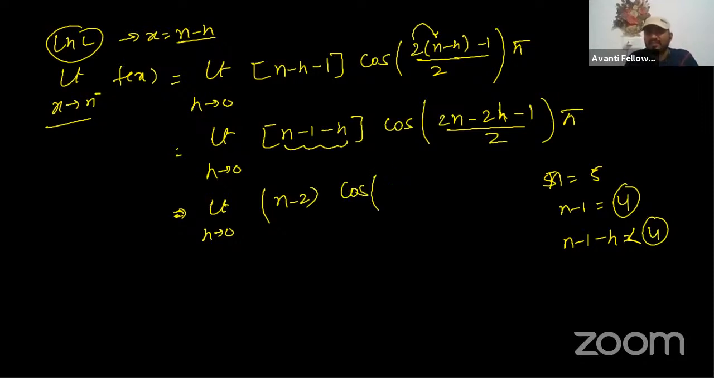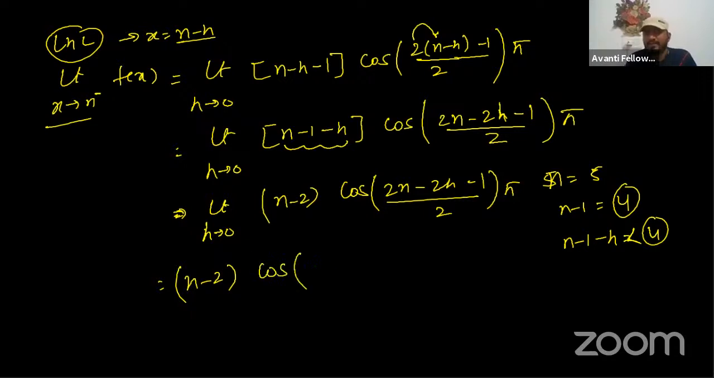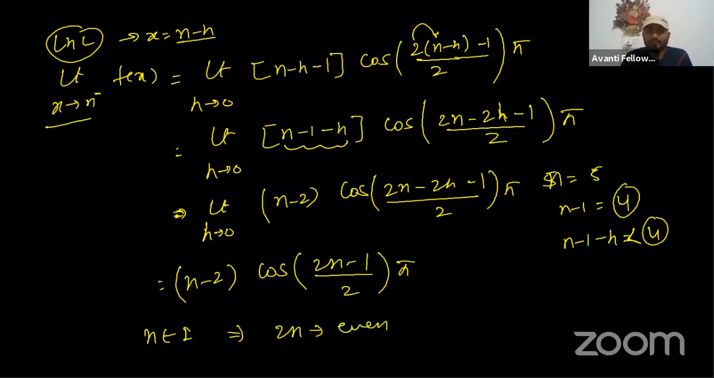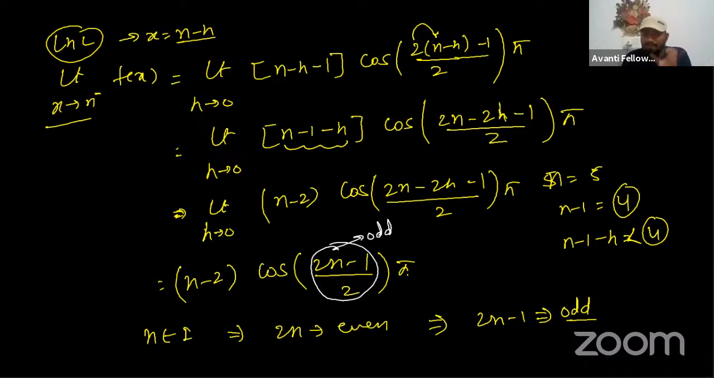Now if you put h equal to 0, I'm writing cos of (2n minus 2h minus 1) divided by 2 into pi. I'm taking n minus 2 outside. When you put h equal to 0, this will become cos of (2n minus 1) divided by 2 into pi. Now, n is an integer, that means 2n will become an even value. Every integer multiplied by 2 becomes an even integer, right? And that implies 2n minus 1 will become odd. Yes or no? So that means I am writing (2n minus 1) divided by 2.